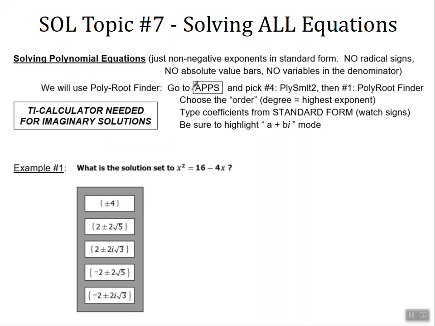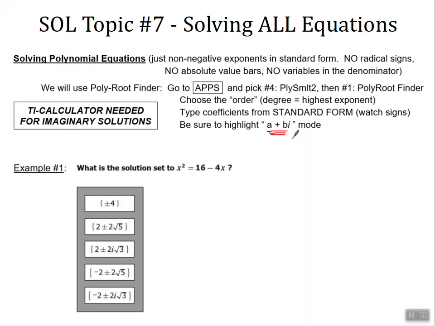So we're going to be using one of the applications in the TI calculator, so we're going to hit the Apps button. We're going to pick number 4, which is the Polysymult 2 program, and after that we're picking number 1, the Polyroot Finder. We're going to be choosing our order. That's another name for the degree, and that's the highest exponent. We're going to make sure we type our coefficients correctly from standard form. We're going to watch out for our signs, positive coefficients or negative coefficients, and we're going to be sure to highlight A plus BI mode so that we can calculate imaginary solutions.